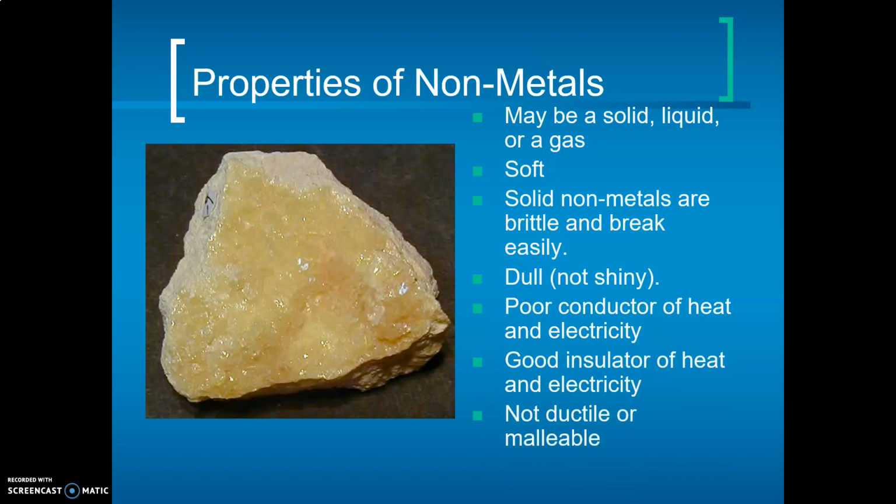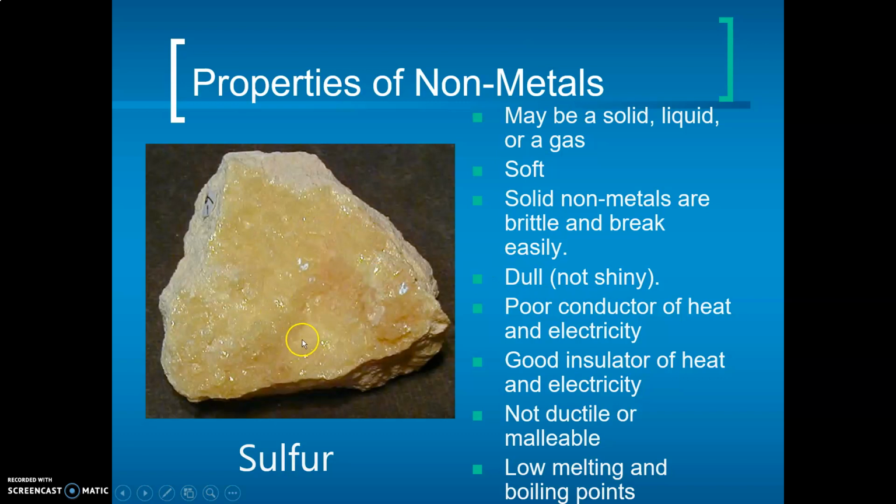Not ductile or malleable, meaning they cannot be stretched and they cannot be pounded into thin sheets. They have low melting and boiling points. The example you see here is sulfur.